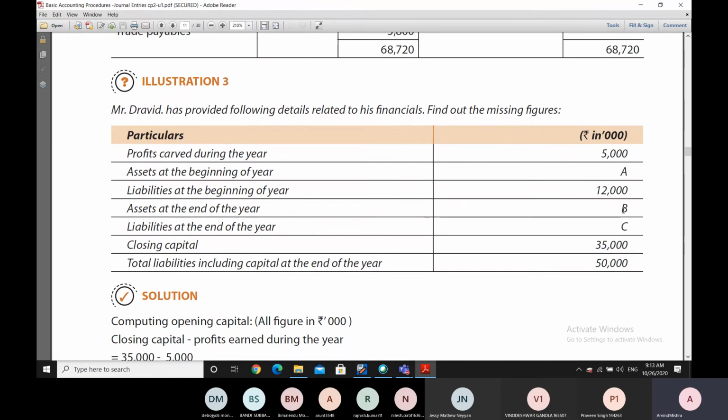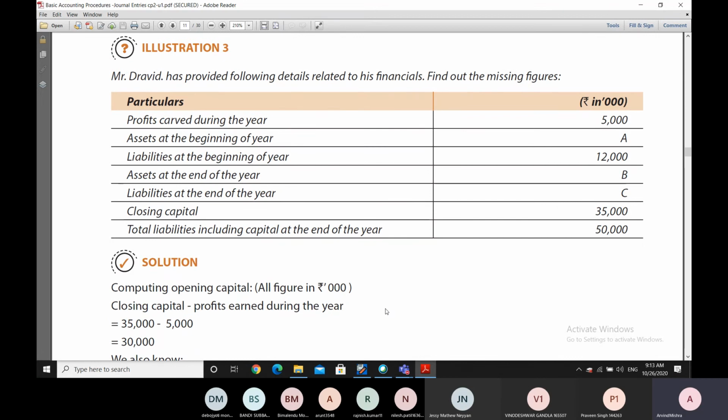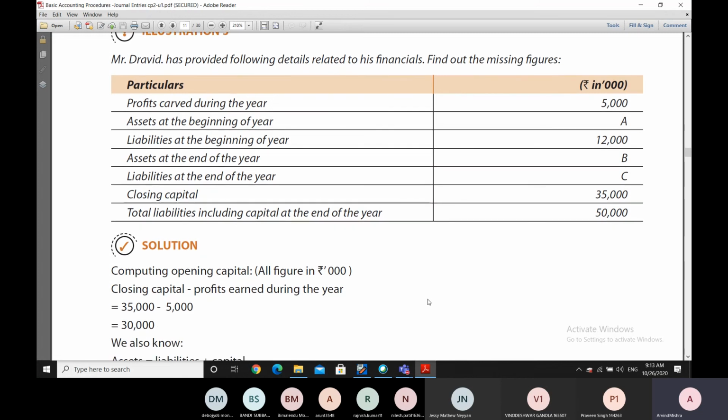Now we have to calculate the opening capital, because to calculate the assets at the beginning of the year, we know for sure that the closing capital minus the profits earned during the year should be equal to the opening capital. Closing capital is already given to us as 35,000 rupees, and the profits that were made during the year is 5,000 rupees. So we reduce the profits from the closing capital, and we get the opening capital. So this is the way we get the opening capital.